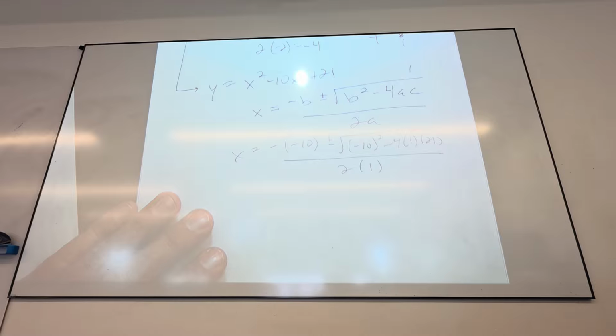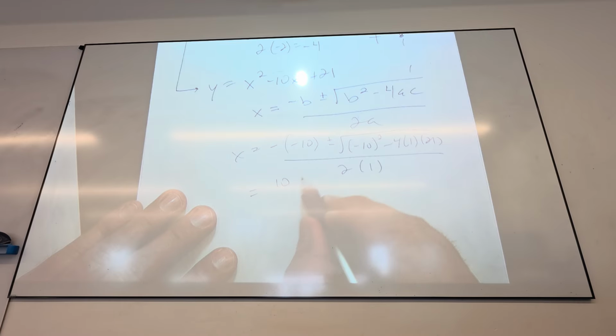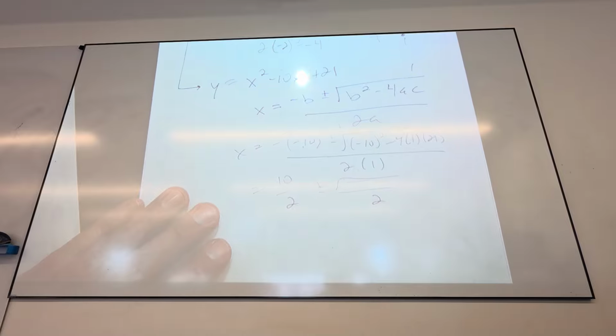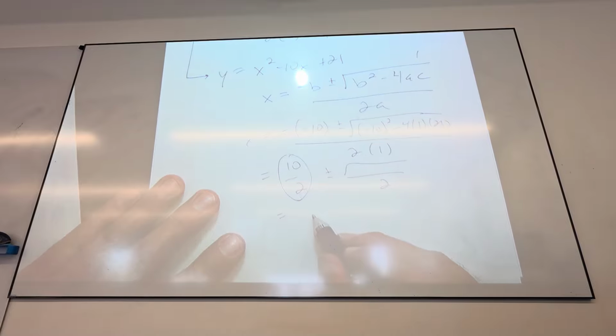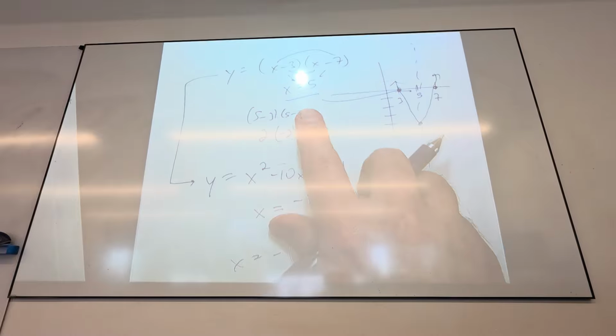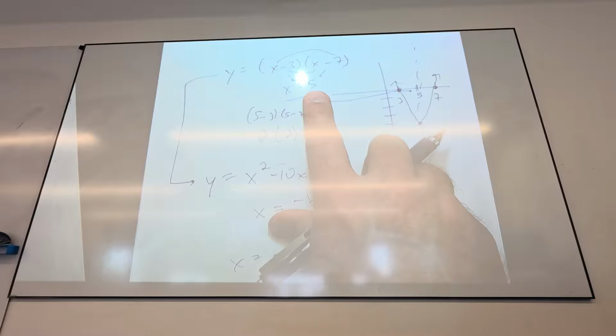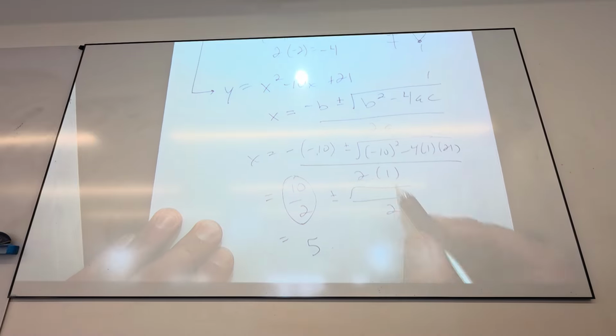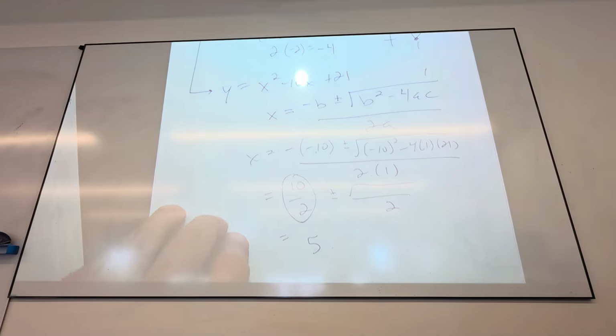How's everybody doing? Negative b is 10. I'm going to do this. 10 is being divided by 2, and this business is being divided by 2, yes? What's 10 divided by 2? And what was the x coordinate of the vertex? 5. I really don't care about this part. So let me show you what's happening. There's a beautiful shortcut here.